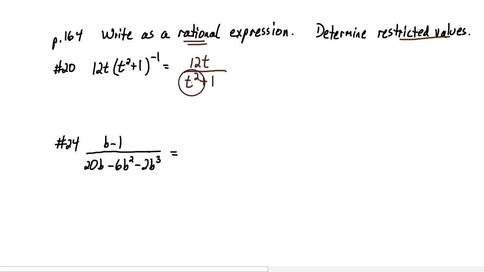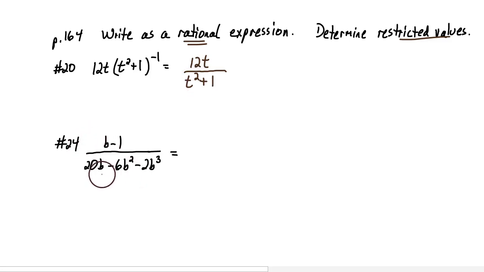Is there any number that t cannot equal because it's in the denominator? Well, let's investigate this a little bit. Whatever number t is, when you square it, you're guaranteed to get either 0 or a positive number. So when you add 1 to it, you're going to get a positive number. t can be anything, and it's not going to create a 0 in the denominator. There are no restricted values.